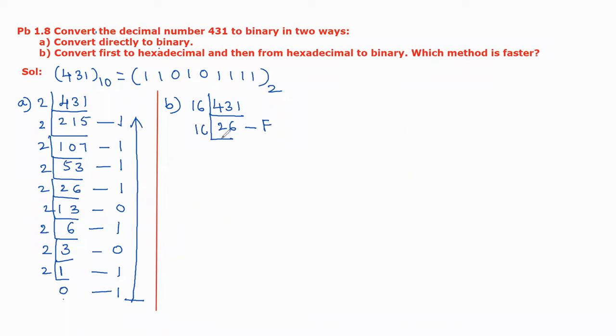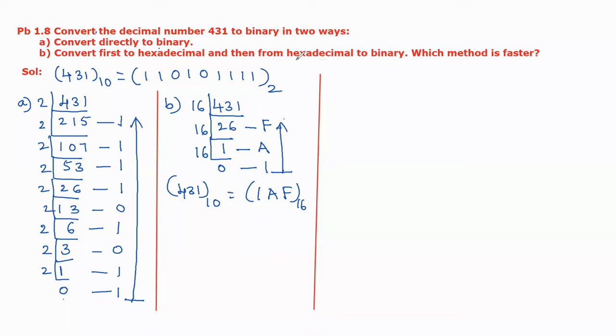Again divided with 16, then it gives 16 ones are 16, the remainder is 10, its equivalent hexadecimal digit is A. Again divided with 16, then its quotient value is 0, the remainder is 1. Now we should write the equivalent hexadecimal for the given number as 431 with the base 10 equal to, now take the values from bottom to top. 1AF with the base 16. This is the equivalent hexadecimal value for the given number.